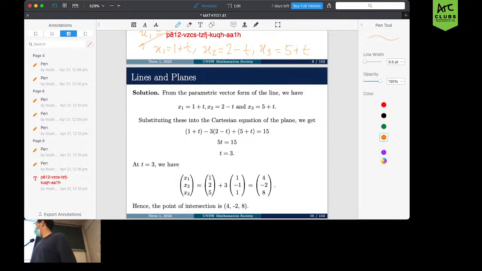Now note how I didn't just leave my answer as the vector 4, negative 2, 8, because it's asking for the point of intersection. So we must include that concluding statement saying that the point of intersection is the point 4, negative 2, 8. So it's just like a row vector. That just guarantees you'll get full marks for this question, whereas if you leave it as the vector 4, negative 2, 8, there's a chance you could lose a mark for that.